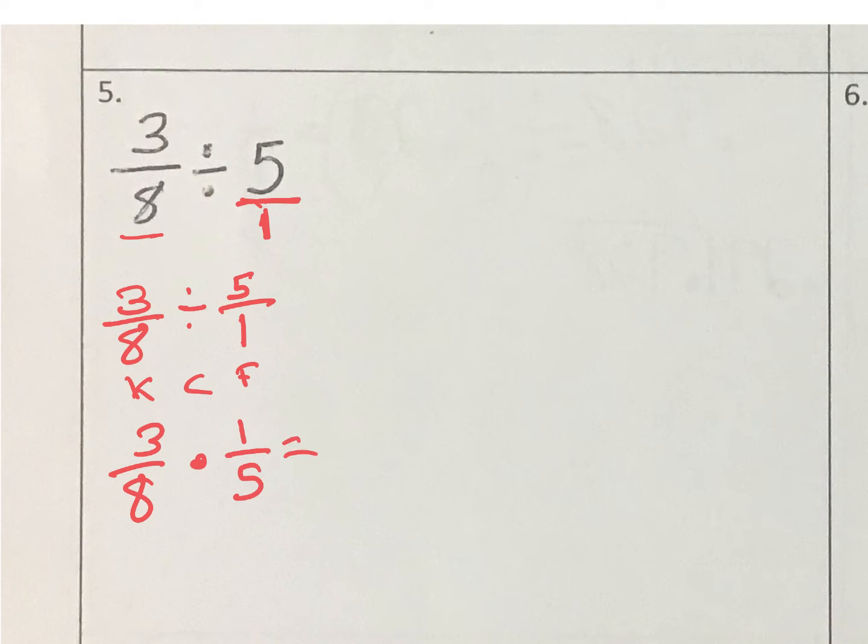Keep this, 3/8. I change that, and I flip that to be there. Then I multiply across. 3 times 1 is 3. 8 times 5 is 40. Now the only number that could go into 3 would be 3. So does 3 go into 40? No. So give it in your simplest form.